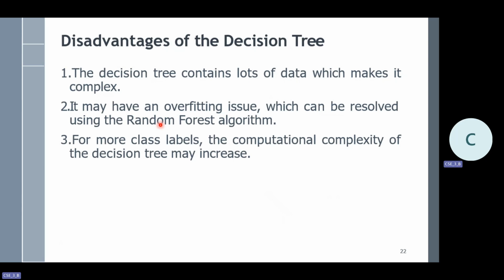For more class labels, the computational complexity of the decision tree may increase. If it is a binary classification, then there are only two outcomes, that is positive or negative, true or false, yes or no. If it is a multi-class classification, then more than two target labels will be there. In such a case, the complexity of the decision tree approach will increase. So in the next video, we'll be discussing problems related to decision trees.